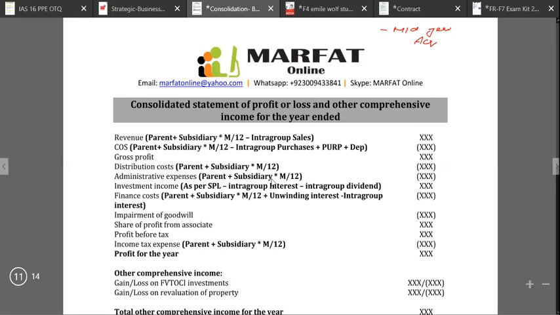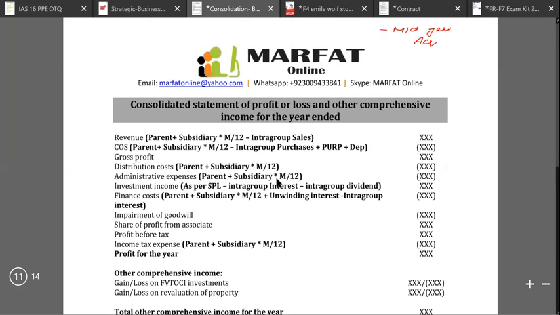So if you see this income statement, the principle remains the same, that we will be consolidating on a line by line basis, but now it's the income statement. So parent sales with the subsidiary sales, parent cost of sales with the subsidiary cost of sales, similarly parent gross profit plus subsidiary's gross profit, and all those things.